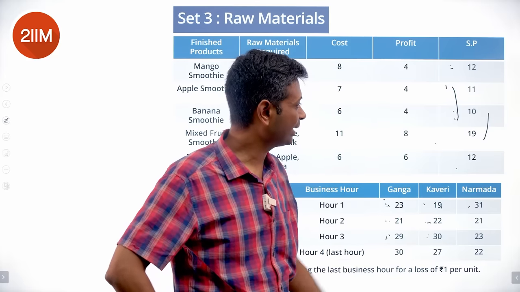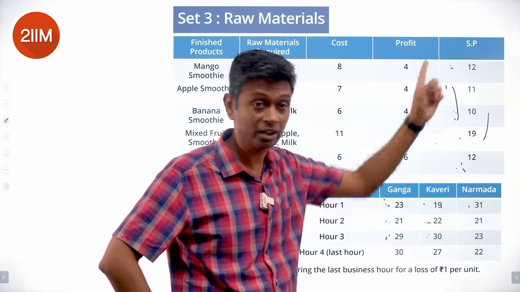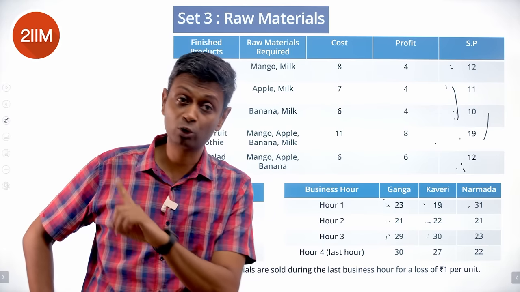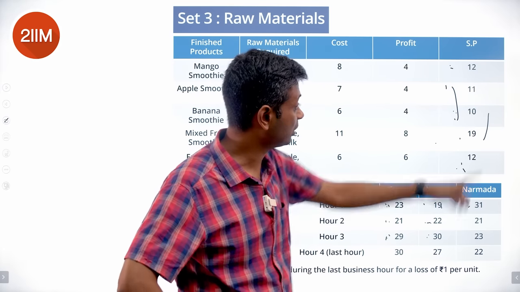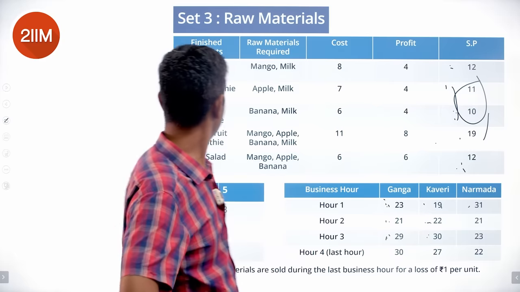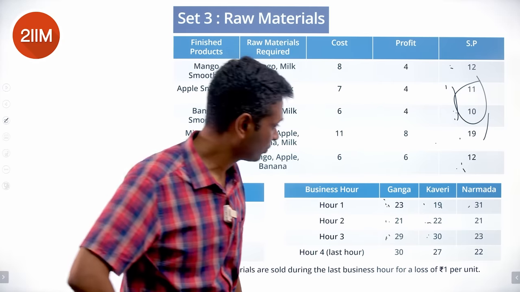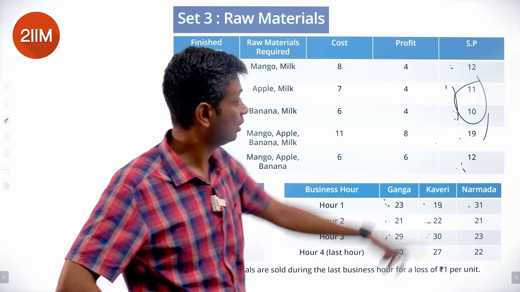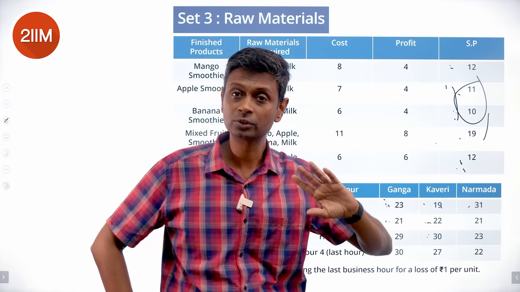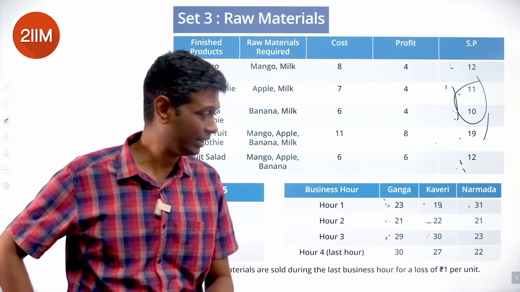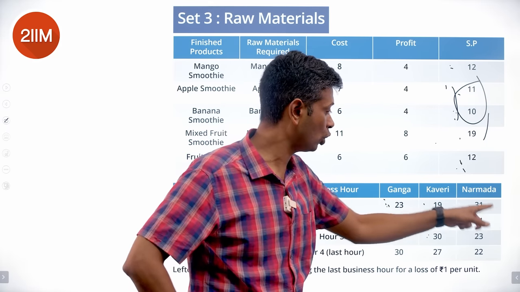Narmada makes 31, 19 plus 12. Only this 12, not that 12, because only Ganga can make mango smoothie. 21 is 11 plus 10, apple smoothie and banana smoothie. 23 is 11 plus 12. This 11 and this 12. So we can make several inferences quite clearly for almost all of these.